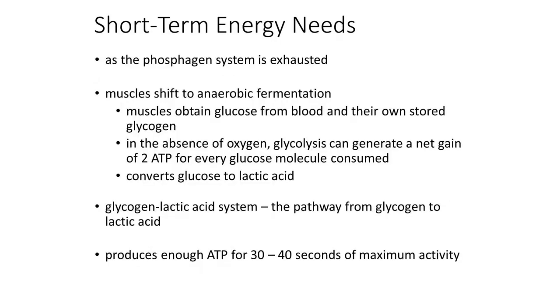Then we have short-term energy needs. And these we need as we exhaust that phosphagen system. So now our muscles are shifting to anaerobic fermentation. This means that the muscles obtain glucose from the blood and their own stored glycogen. In the absence of oxygen, glycolysis can generate a net gain of 2 ATPs for every glucose molecule consumed. But it also converts this glucose to lactic acid.